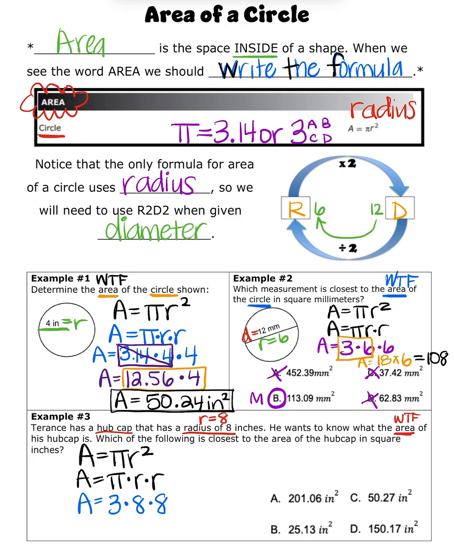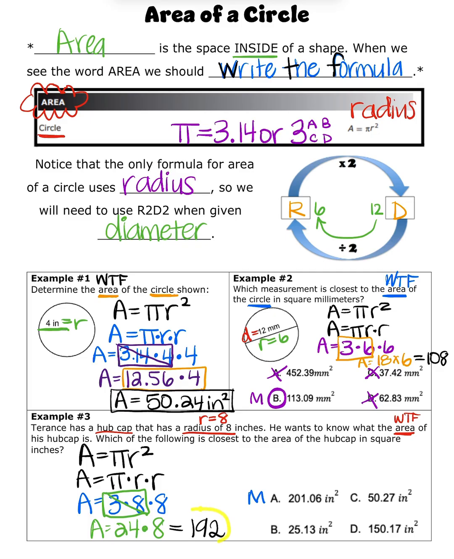I'm still going to do my two numbers at a time. So 3 times 8 is 24. Area equals 24 times 8. And 24 times 8 is 192. So I have to figure out which of my answer choices is closest to 192. So is 192 closest to 201? Maybe, that's pretty close. So I'm going to put an M for maybe.